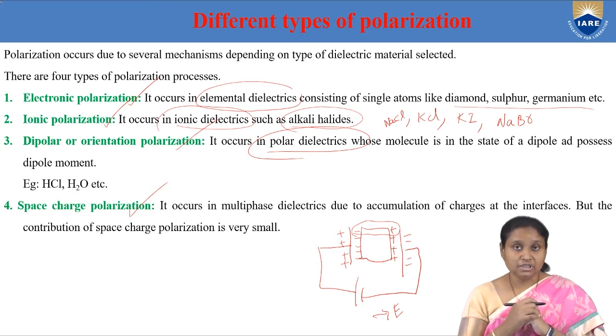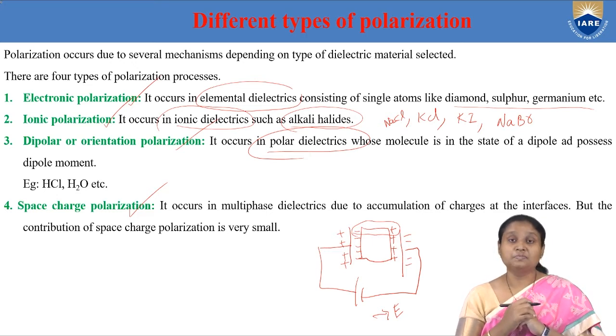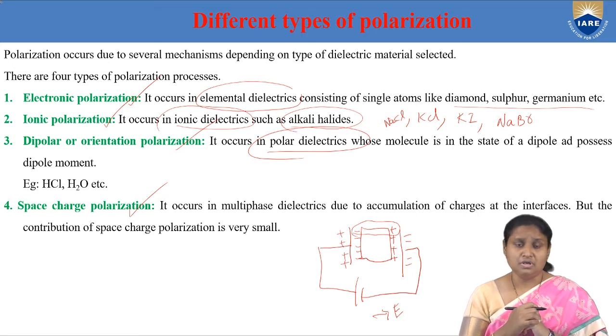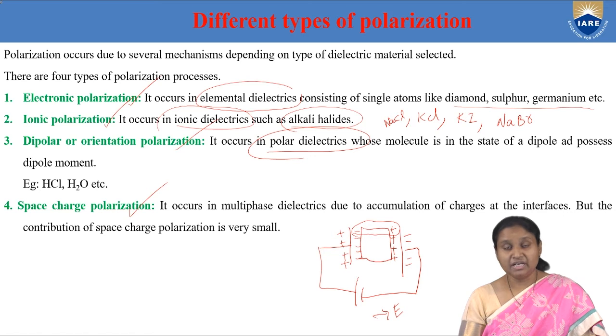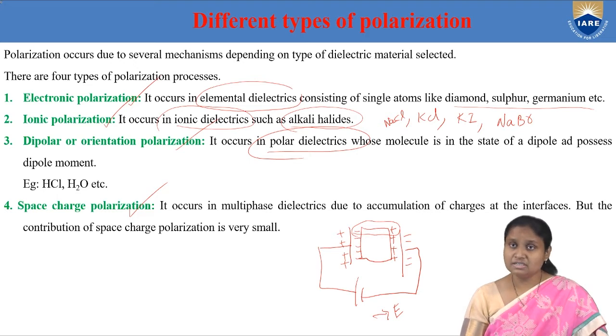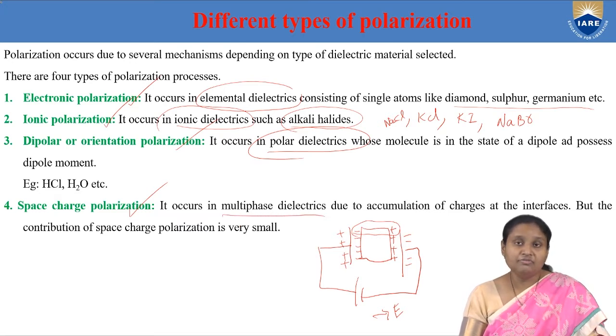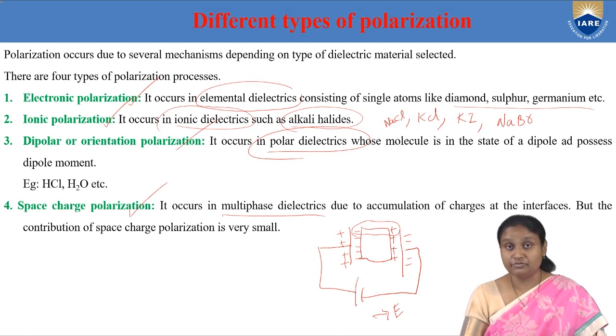Then coming to the fourth type of polarization, space charge polarization. The contribution of space charge polarization is very, very small. Generally it occurs where we are combining different elements, metallic or non-metallic. These are also called alloys, or we can take them as composite materials or ceramics. In these types of dielectric materials, they have multiple phases. They don't have just one phase or one phase boundary. They have many boundaries because of the combination of different elements.